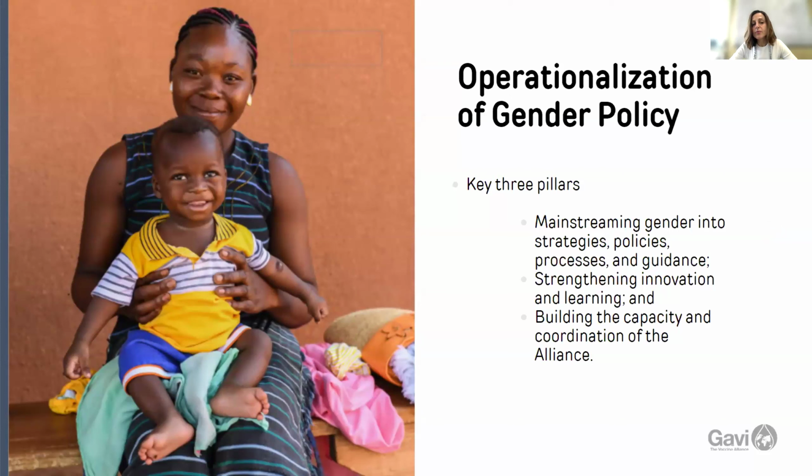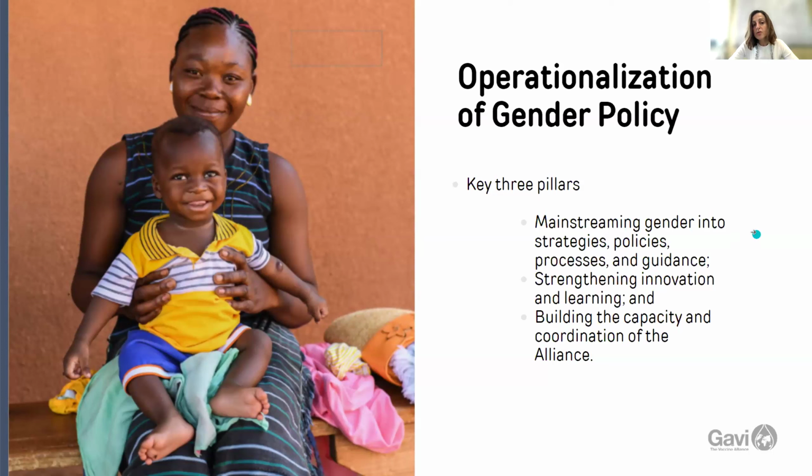And how has Gavi progressed in operationalizing the gender policy? Over the past years, the Secretariat and partners have worked together to systematically implement the new gender policy, recognizing this is a significant change journey for the Alliance. The Alliance is building a strong foundation for impactful programming grounded in 3 pillars. First, mainstreaming gender into strategies, policies, processes, and guidance. Second, strengthening innovation and learning, identifying and collating evidence of gender-responsive and transformative approaches and sharing with countries, as well as testing new evidence-based approaches and starting to scale them up in new countries. And third, building the capacity and coordination of the Alliance.